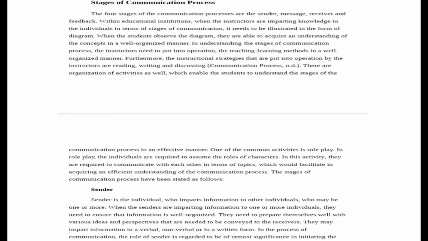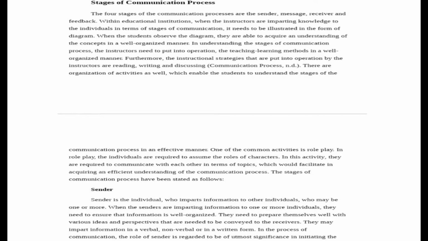The four stages of the communication process are the sender, message, receiver, and feedback. The four stages are: the sender, who sends the message; then the message which is being sent; then the receiver, who receives the message sent by the sender; and the feedback by the receiver.